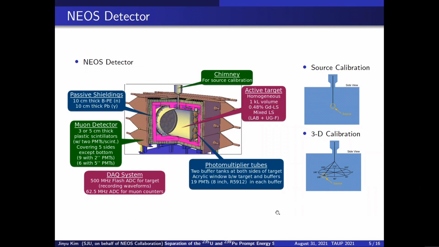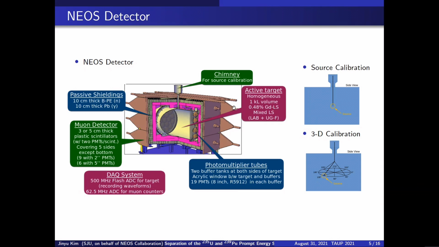This is the schematic view of the NEOS detector. 1 kiloliter of GdLS is used as target material, contained in a metal tank. Passive and active shieldings cover the target tank. Borated PE and lead are used as passive shielding. Muon counters made of plastic scintillator are used as active shielding. Here is the chimney for source calibration.